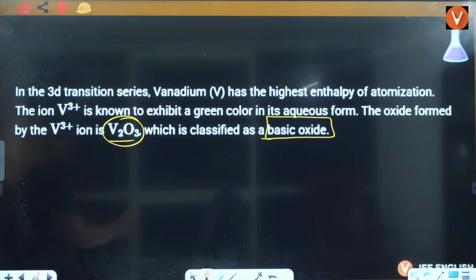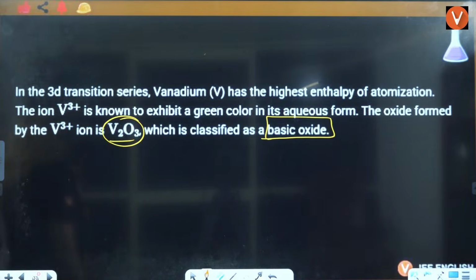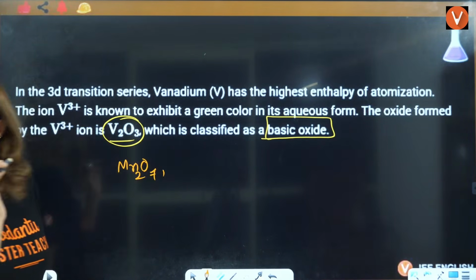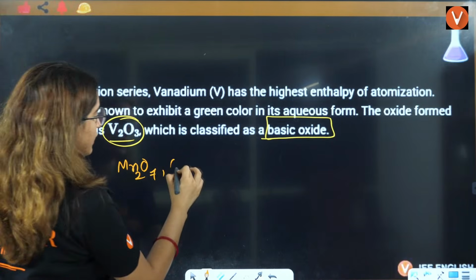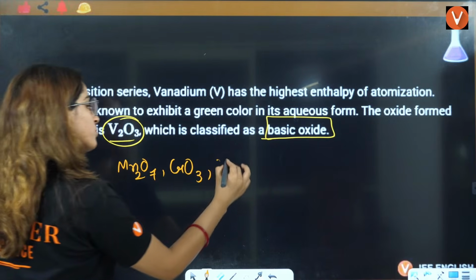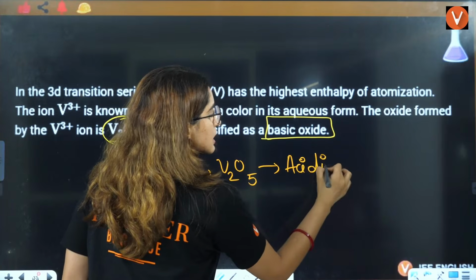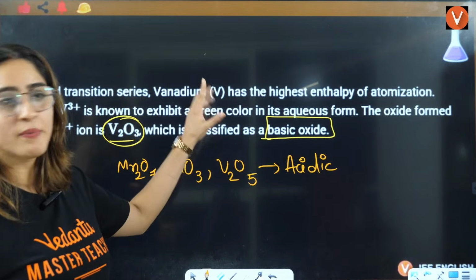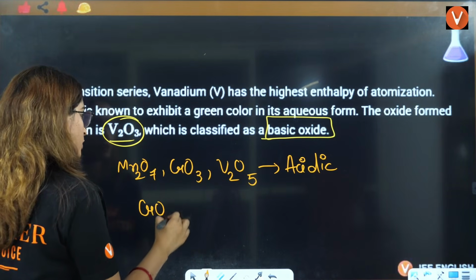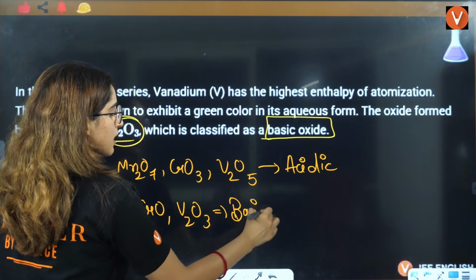Okay, so I'll just write down all the different oxides here that they can ask you from here. Let me write down KMnO4, then we have CrO3. I have written it for you so that you don't make mistakes in the exam. These are acidic oxides. Colors I have told you from where to remember. Enthalpy of atomization I have told you where to remember. Then CrO and V2O3, these are the basic oxides.